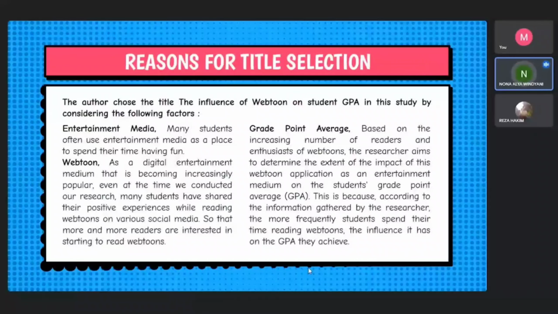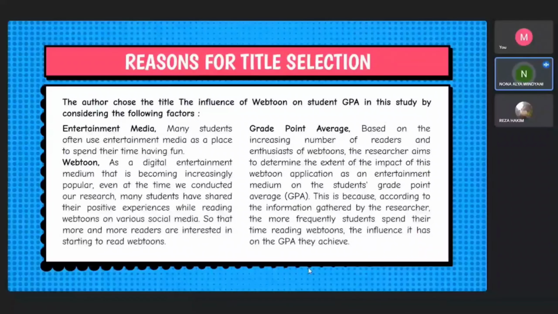Many students often use entertainment media as a place to spend their time having fun, and Webtoon as a digital environment medium that is becoming increasingly popular. Even at the time we conducted our research, many students have shared their positive experiences while reading webtoons on various social media, so that more and more readers are interested in starting to read webtoons.